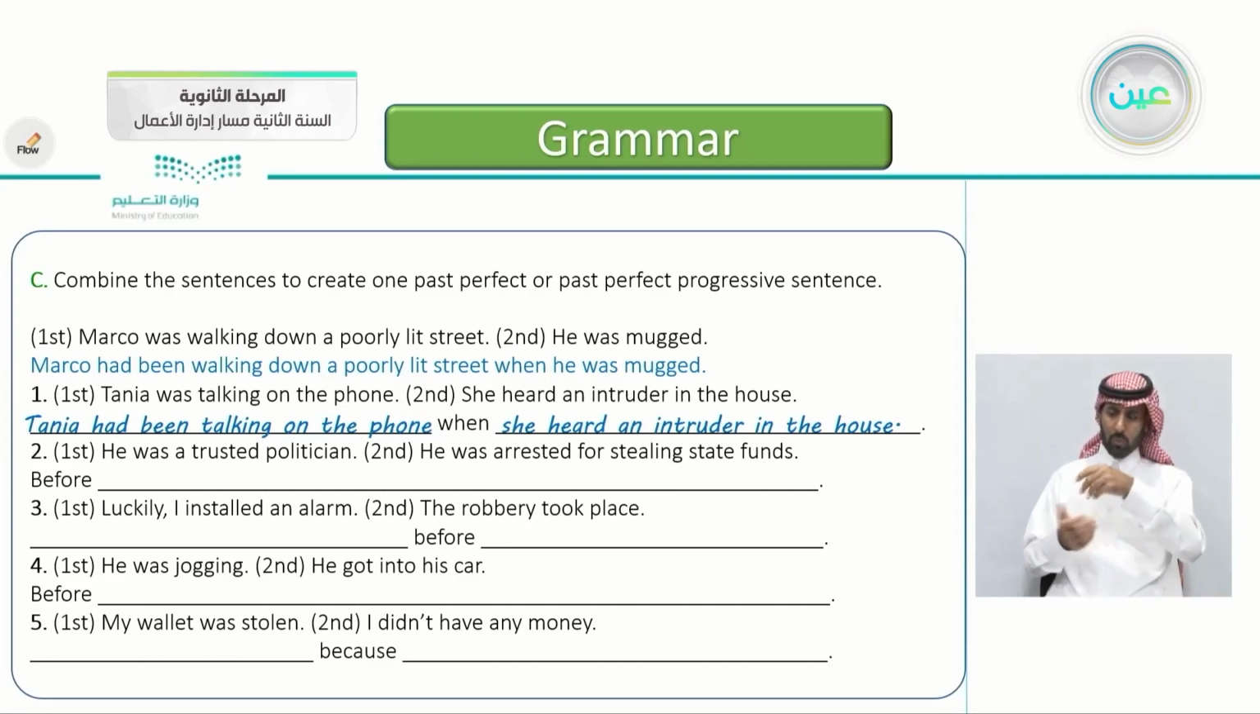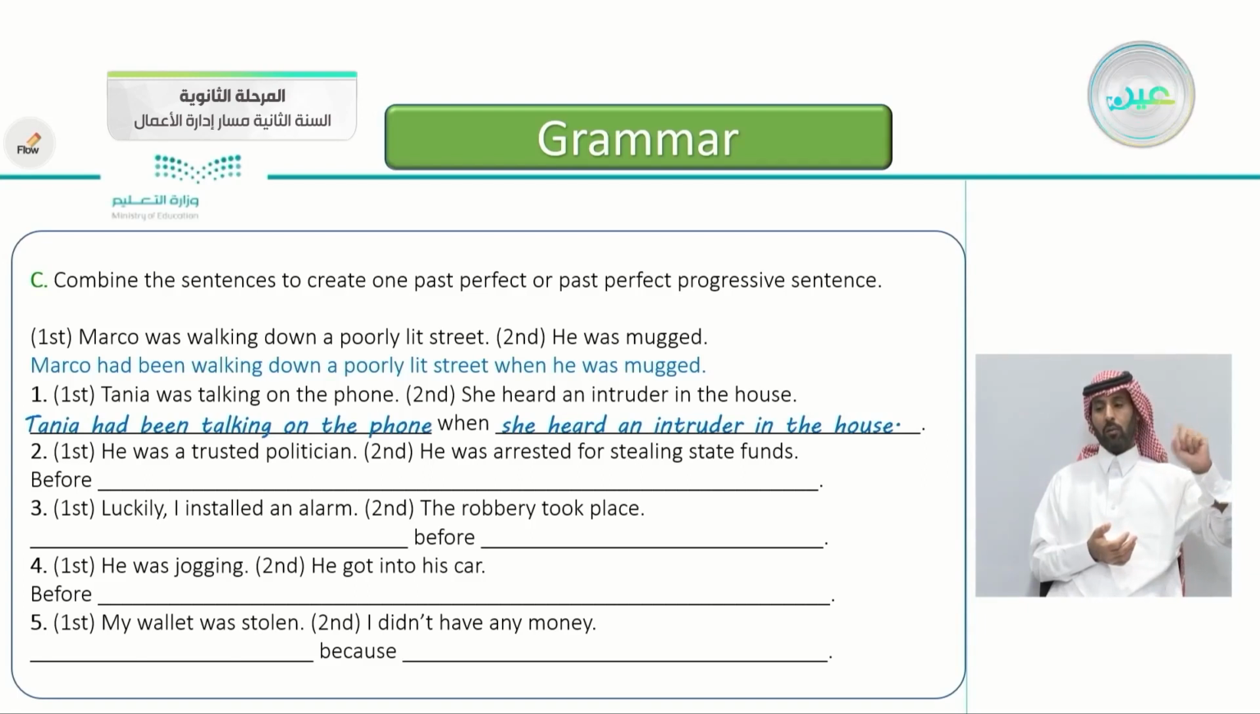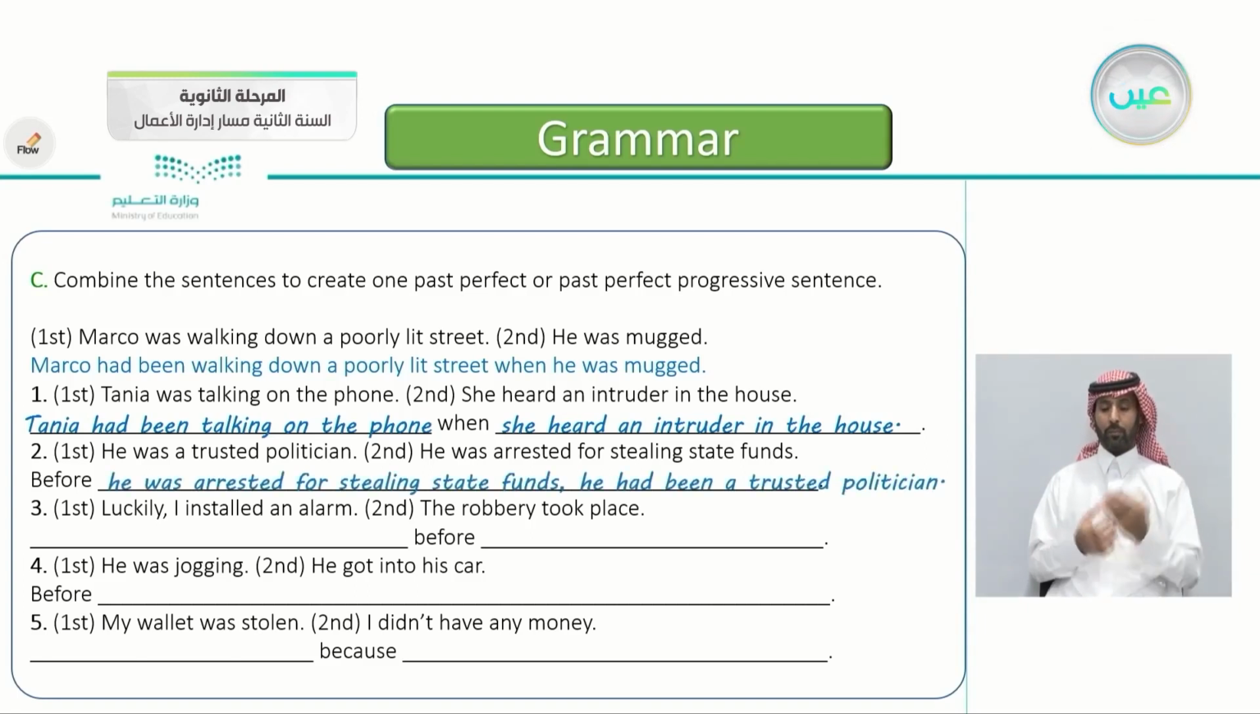The second one, the first event, he was a trusted politician. The second event, he was arrested for stealing state funds. How do we answer that? Using the word before in the beginning. Very good. Before he was arrested for stealing state funds, he had been a trusted politician.